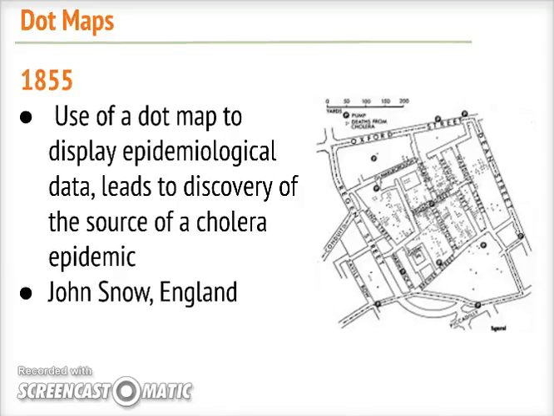I think everybody knows this map created by John Snow. The dot map in 1855: the use of a dot map to display epidemiological data led to the discovery of the source of the cholera epidemic. So John Snow from England. That's the London map.